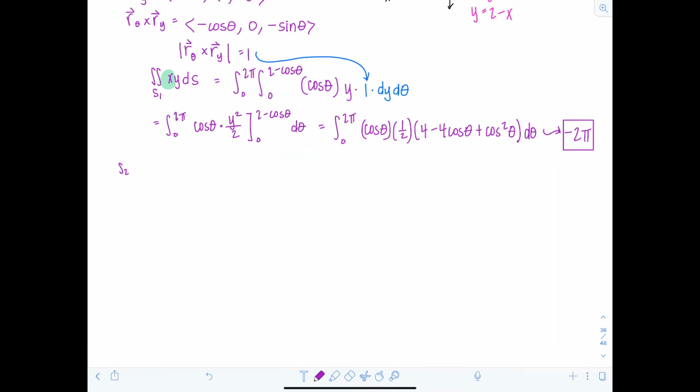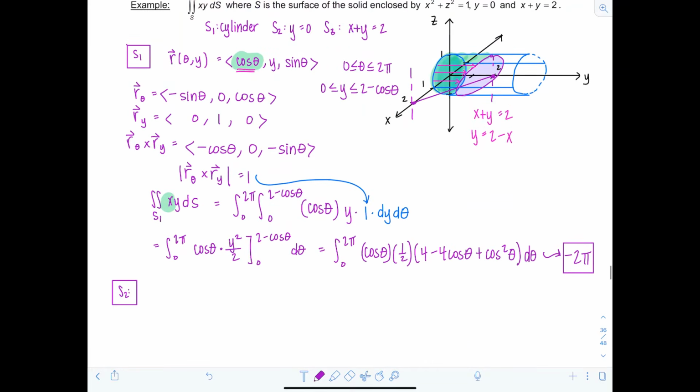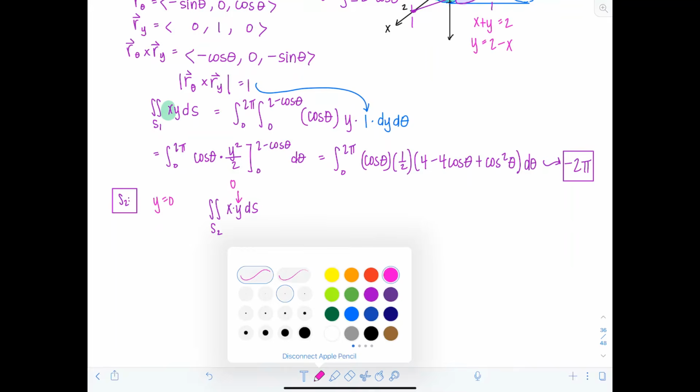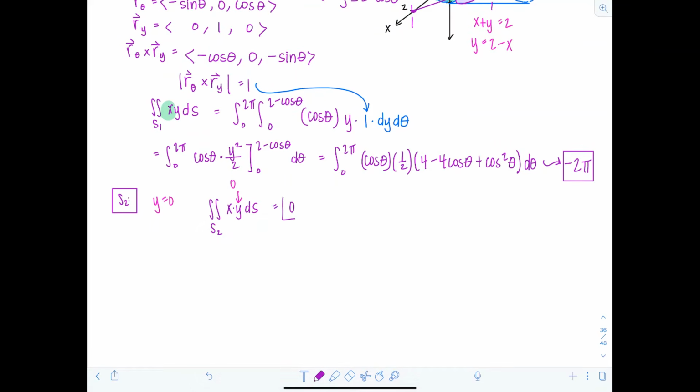So surface 2, you're going to like this one, don't worry. Surface 2 is defined by the plane y equals 0, right? It's right here, this back portion of the solid. Well, if y is equal to 0, and remember, we're evaluating the double integral on this surface of x times y ds. Well, on this surface, y is equal to 0. So if you integrate 0, you just get 0, and we're done. I told you you'd like that one.